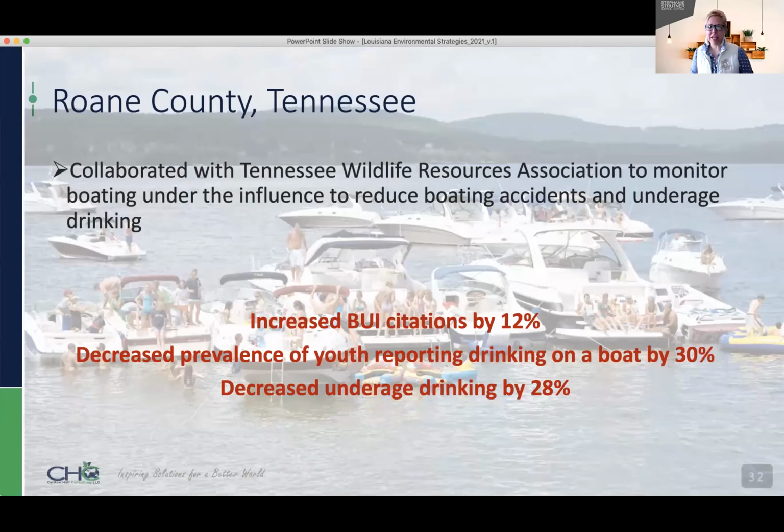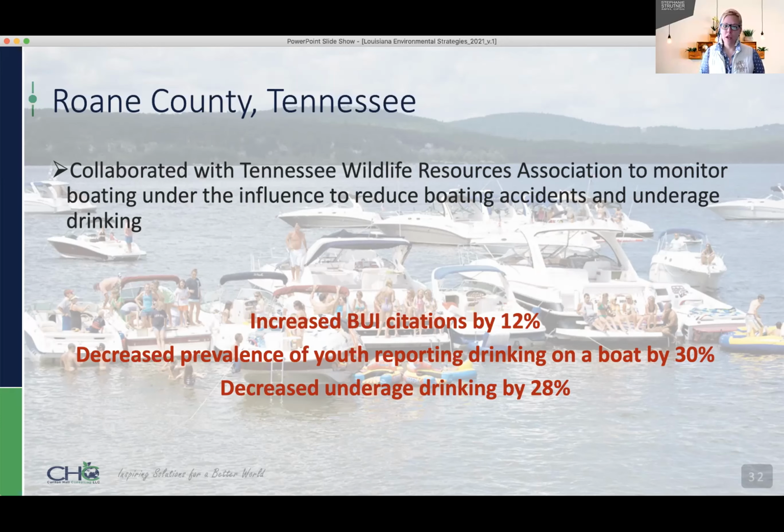And then finally, last example, in Roane County, Tennessee, the coalition there collaborated with the Tennessee Wildlife Resources Association to monitor boating under the influence, to reduce boating accidents and underage drinking on the water. Their local condition, because they have such a large lake in the center part of their community, is that adolescents went out on boats, oftentimes by themselves, unmonitored by anyone, and they used a lot of alcohol on the boats.